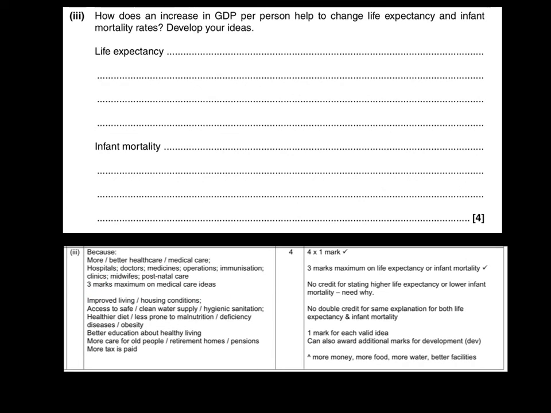The other thing then is what's making people get ill, if that makes sense. So as GDP increases, access to safe water will increase. Diet will improve. Notice people don't necessarily starve, but less prone to malnutrition. Better education about healthy living, hygiene, things like that, better care for old people, pensions, more taxes paid, so therefore there's more money going into hospitals. So again, don't just talk about healthcare, talk about wider issues as well.